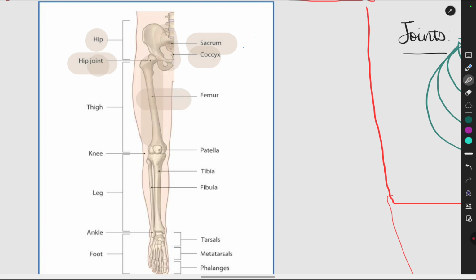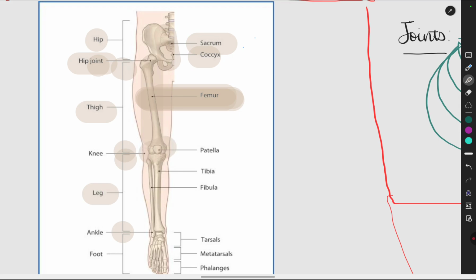And this is the longest bone. It is called the femur. That is the only bone that lies in the thigh. And this portion extending from here to here is the thigh, and from here to here is the leg.